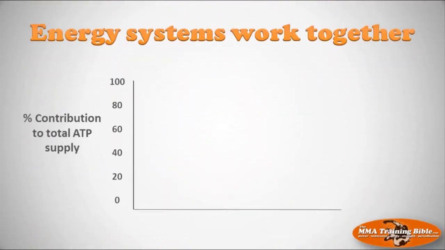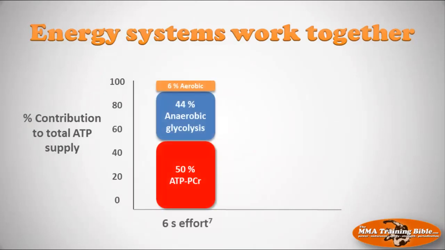So I want to give you a little example of energy systems working together, because it's not just one. What we're looking at here on the vertical scale is the percent contribution to the total ATP supply in your body, and it ranges from 0 to 100%. And so let's say that you're performing a 6-second effort in the cage, like you're going for a takedown, so you're really pushing for it, and it's going to take you a couple seconds to complete it. About half of the energy is coming from the ATP-PCR system, so that's important for these explosive movements. And the other half of the energy is coming from anaerobic glycolysis, and then there's a small amount of energy coming from the aerobic energy systems.